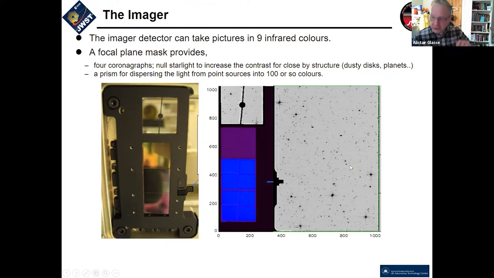Okay, so quickly go through the images. Go through the instrument functions or the instrument capabilities. So what has MIRI got, and what will the pictures look like? You'll see when they come out, hopefully early next year.